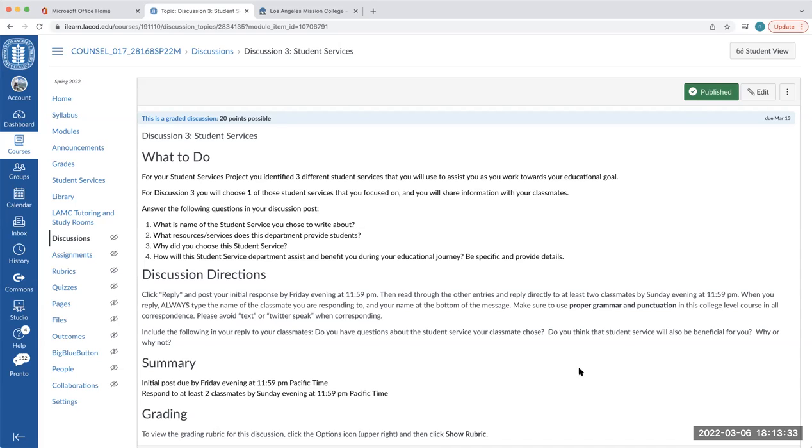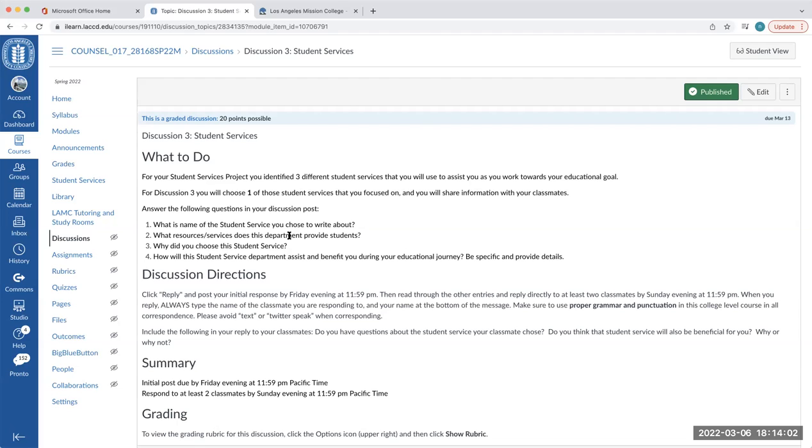So this discussion is going to be super easy because you can basically take the information that you're using in your student services project and put it into the discussion. For your student services project, you identified 3 different student services that you will use to assist you as you work towards your educational goal. For discussion 3, you will choose one of those student services that you focused on, and you will share information with classmates. Answer the following questions in your discussion post.